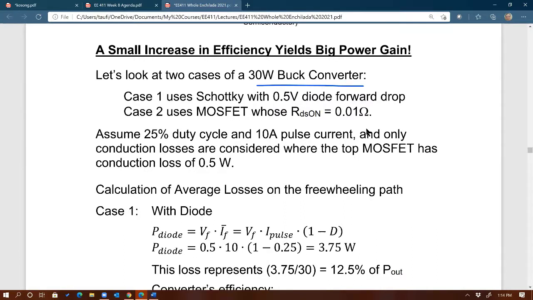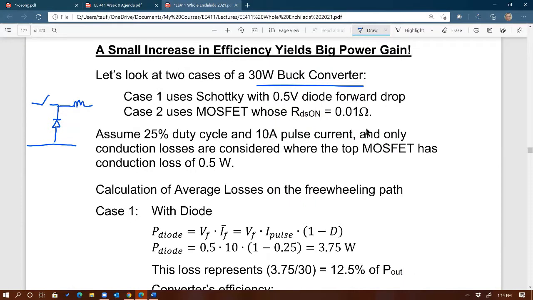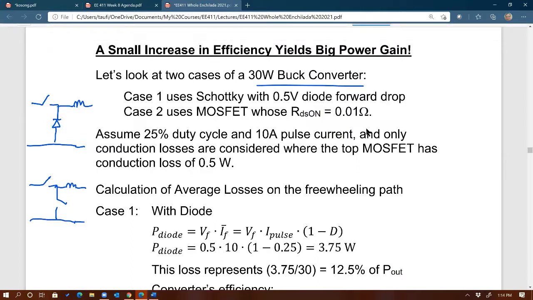So imagine I have a buck converter. Here's case number 1, and here's case number 2. And the duty cycle is 25%, 10 amps pulse. So if I draw the current through the MOSFET, through S1 right there, the current through S1 is going to be 25% duty cycle, something like this, with a peak value of 10 amps right there.